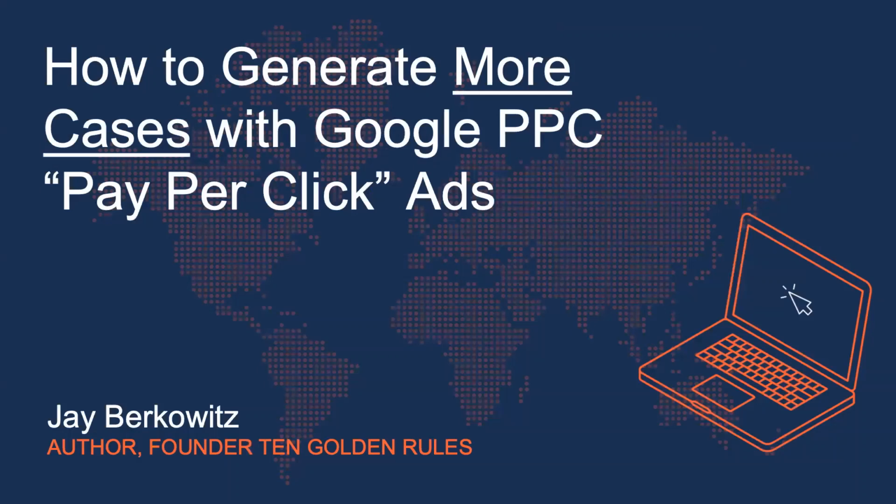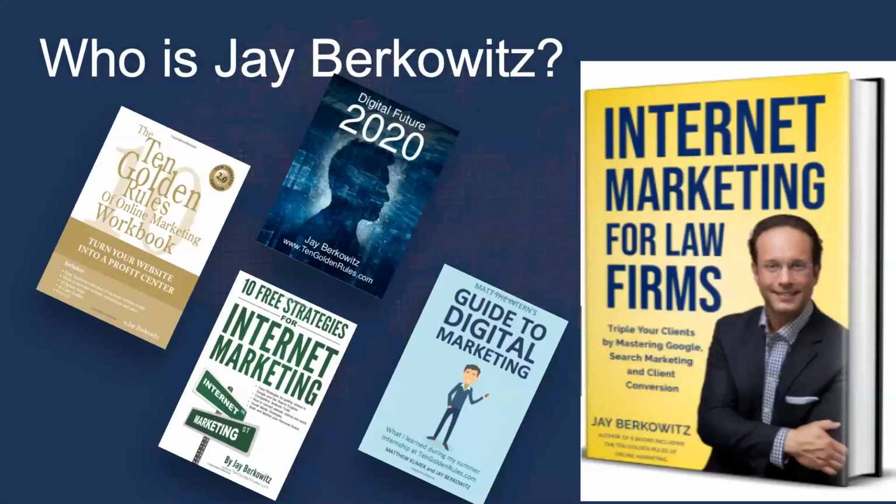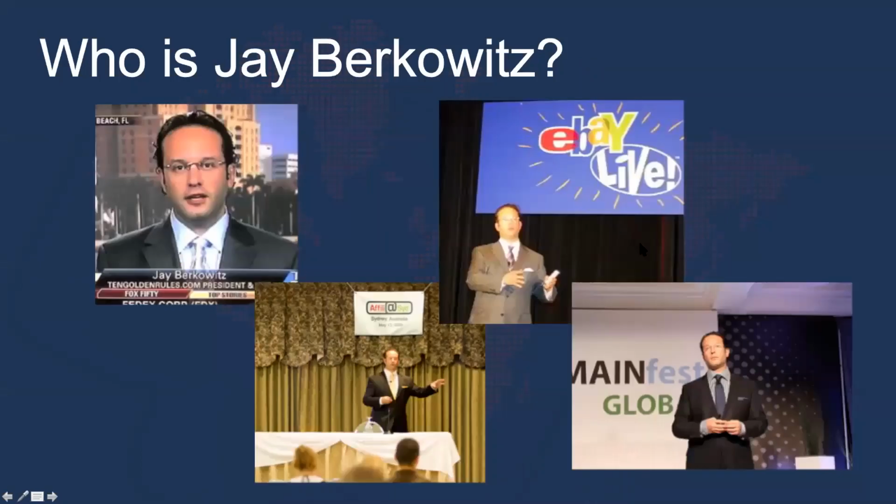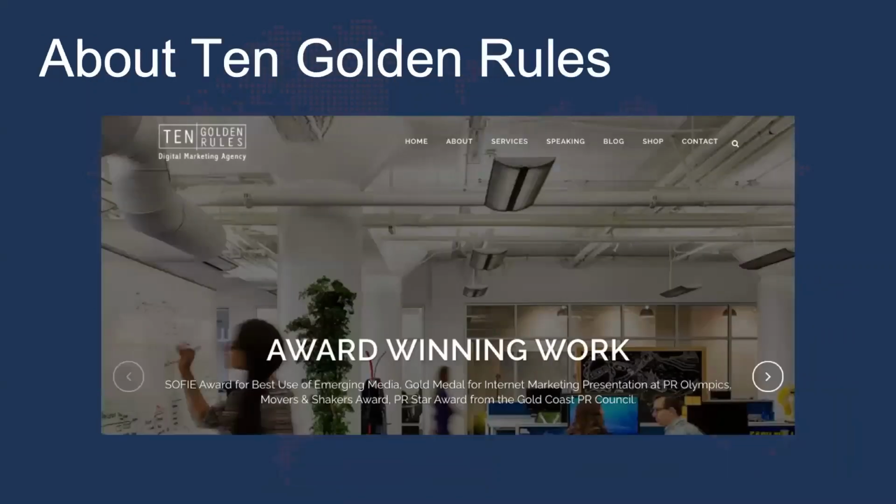So with that introduction, let me get into the meat and bones of the presentation. I'll tell you a little bit about myself and a little bit of the outline for the presentation. As I said, my name is Jay Berkowitz. I'm the author of 4 books, and my 5th book is coming out this year. It's called Internet Marketing for Law Firms. I've spoken at some of the biggest marketing conferences all around the world, and our company is called 10 Golden Rules. We're based in Boca Raton, Florida, and our partner agency, Snap Agency, is based in Minneapolis.